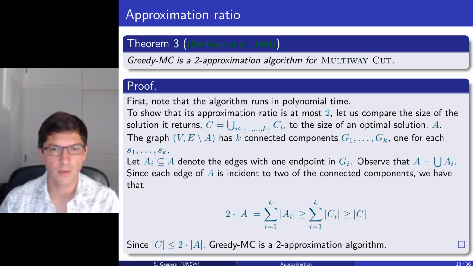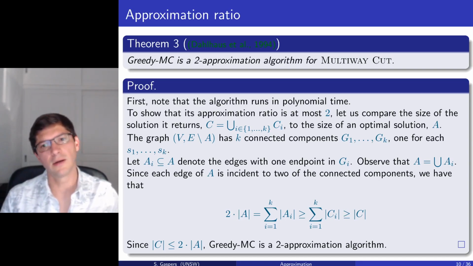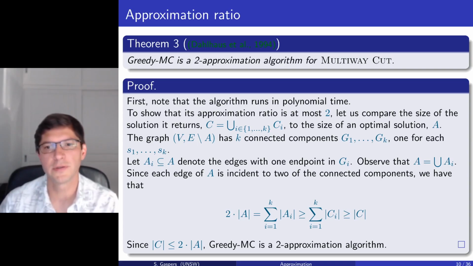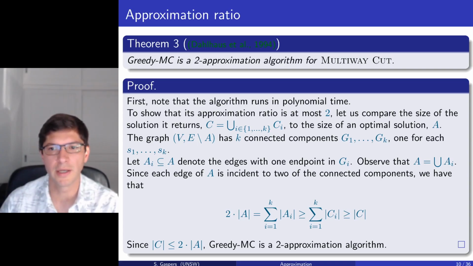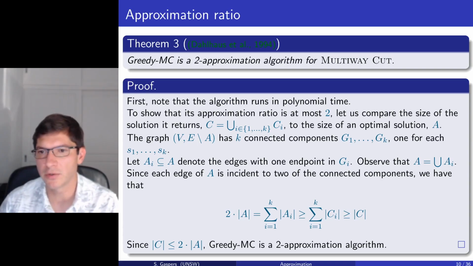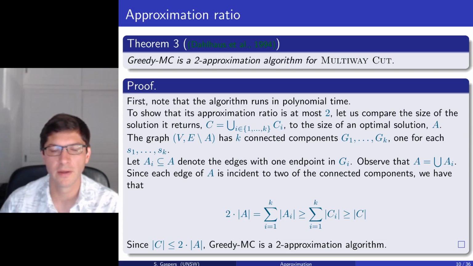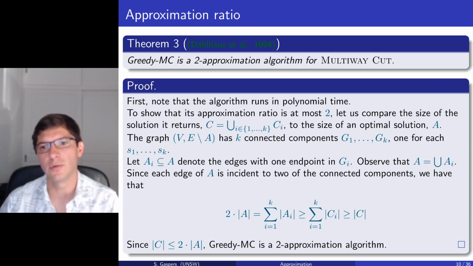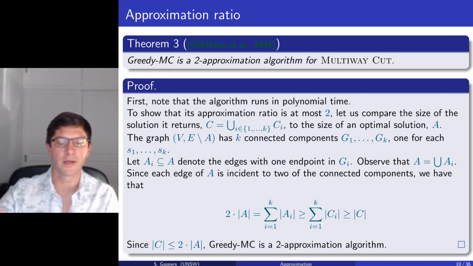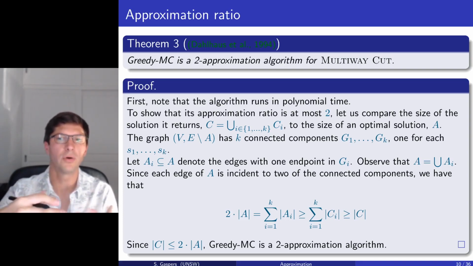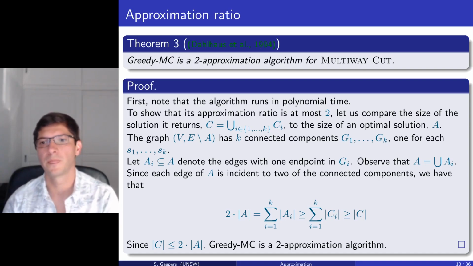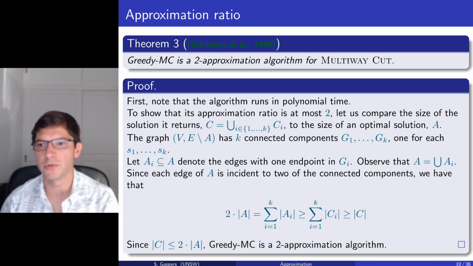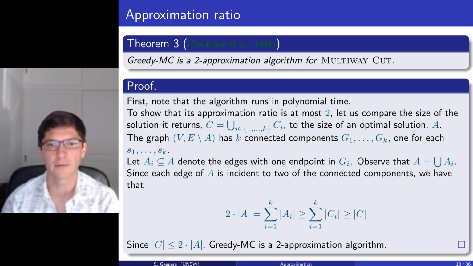Now, A_i is the set of edges that have one endpoint in G_i. So G_i is one of the connected components. A_i is those edges that go out of this connected component and separate this connected component from all the other terminals. And of course, the optimum solution is the union of the A_i's.